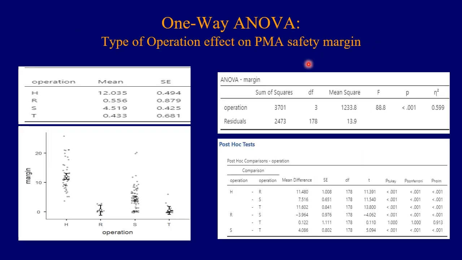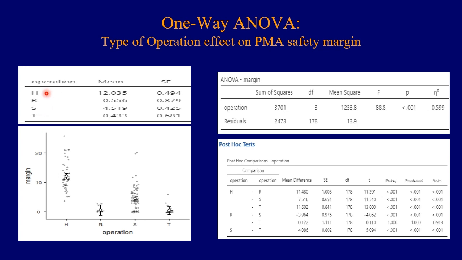And we'll take another example to enforce how the ANOVA actually works, and to introduce two other small things. Now, this study is the variations in the safety margin of the pleomorphic adenomas depending on the type of the operation. So we have 4 different operations: the hemisuperficial, the recurrent parotidectomy, the superficial, and the total parotidectomy.